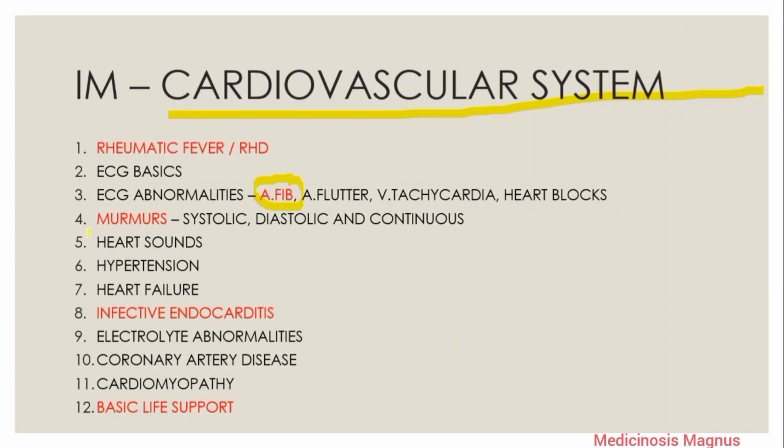They also ask about the heart murmurs, the systolic, diastolic and continuous murmurs. Know the types of systolic murmurs, the types of diastolic and the types of continuous murmurs. Then learn about heart sound, hypertension, mainly the treatment aspect of hypertension and heart failure. The infective endocarditis, you have to focus more on the pathological point of view, the type of vegetations and all those things. Then electrolyte abnormalities.